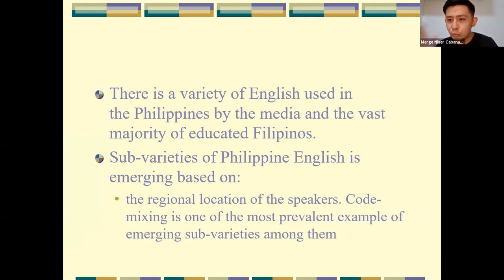And that is, "anong tawag dun?" And then you will be converting that into English. "Anong tawag dun" becomes, what do you call this? Now, that is what we call an un-American expression.